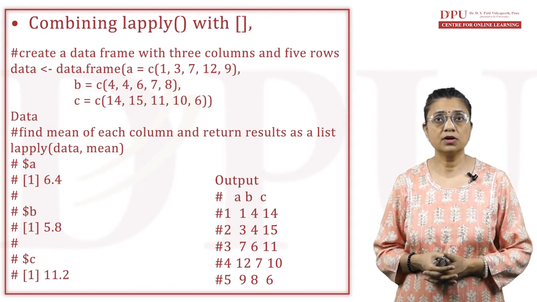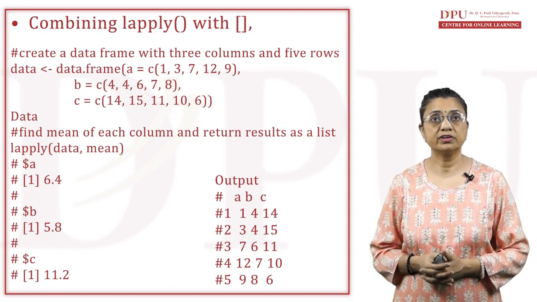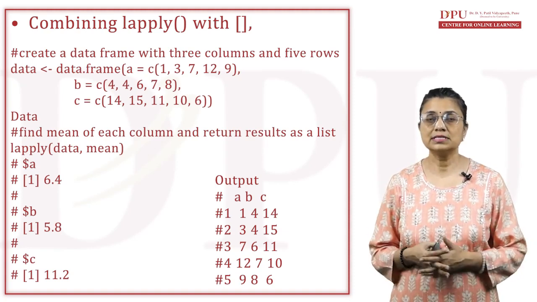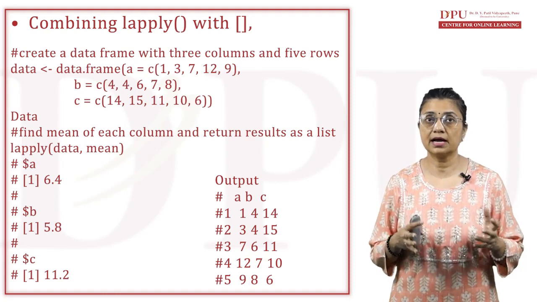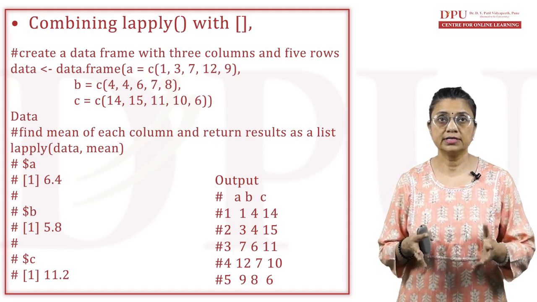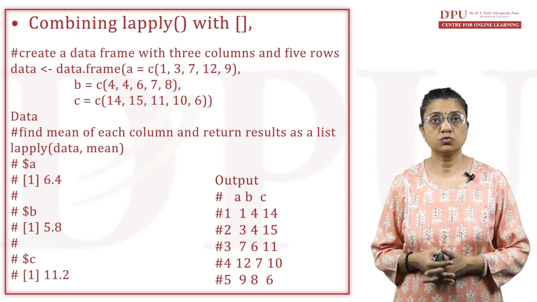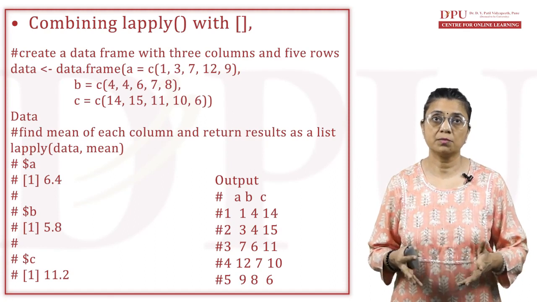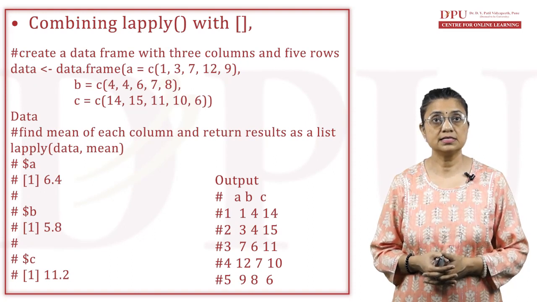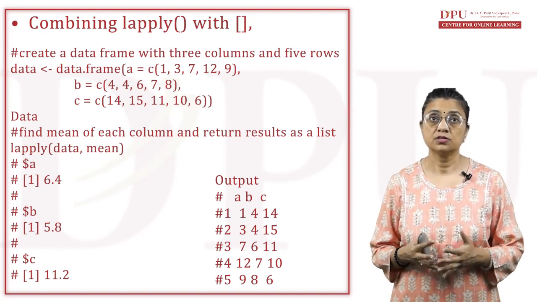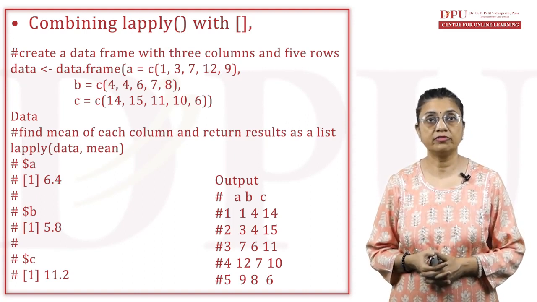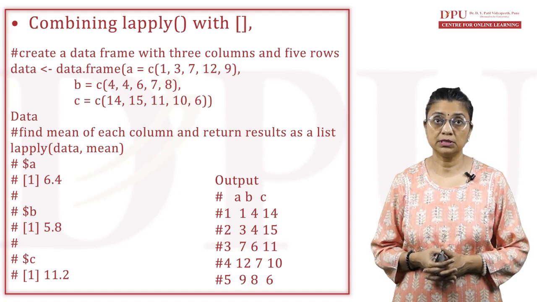Now, in this, you can see over here that we create a data frame with 3 columns and 5 rows. Since there are 5 rows, I'm passing vectors of size 5. So in data.frame, A equals 1, 3, 7, 12, 9. B is equal to 4, 4, 6, 7, 8. And C is 14, 15, 11, 10 and 6. So A, B, C are the 3 vectors that we are passing in the data frame, and we are storing it in the variable data.